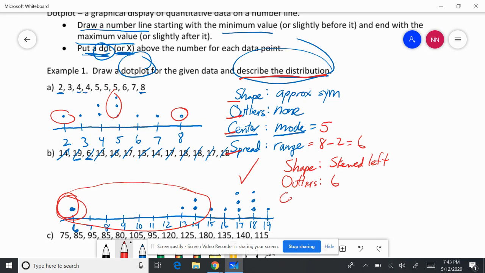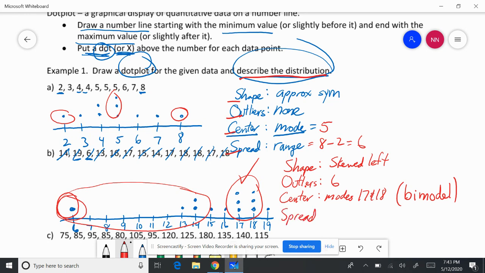Our center is the mode. And we actually have 2 modes. So we have our modes being 17 and 18. You don't have to put this, but this is called bimodal. Bimodal means 2 modes, just like a bicycle has 2 wheels. Bimodal has 2 modes.